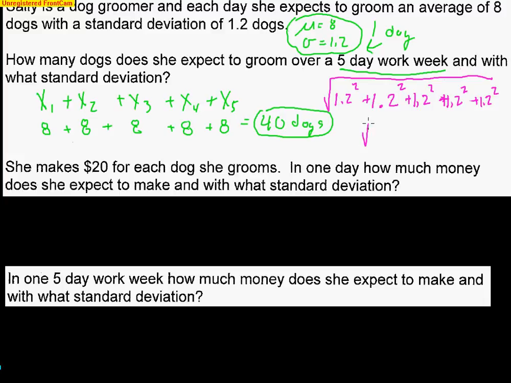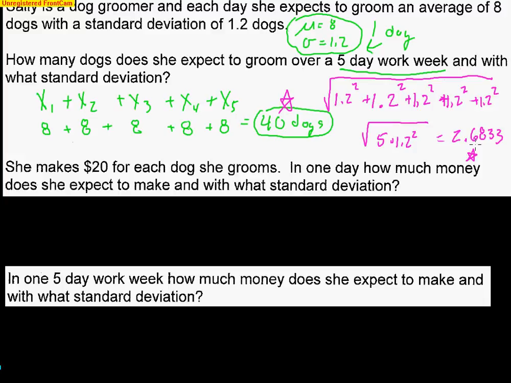Now, a shortcut to that would be 5 times 1.2 squared, so 5 days worth of variance, square root to get back to a standard deviation. So that answer would result in 2.6833. So over the course of 5 days, I expect to groom 40 dogs. Very simple to understand. But I know that the number of dogs is going to deviate, like everything else in this world, and it's going to deviate by 2.6833 dogs.